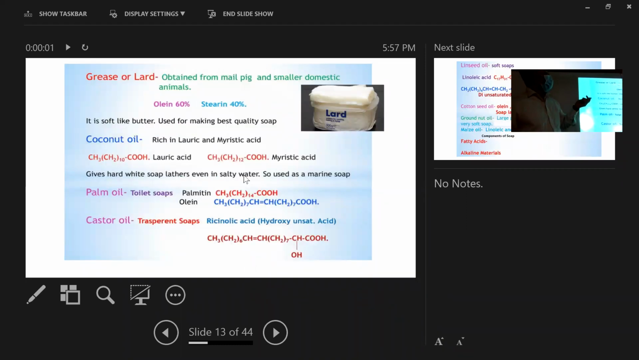Grease or lard obtained from male pig and smaller domestic animals. You can see this. It is soft like butter, used for making best quality soap. That is from pig. Don't get confused.